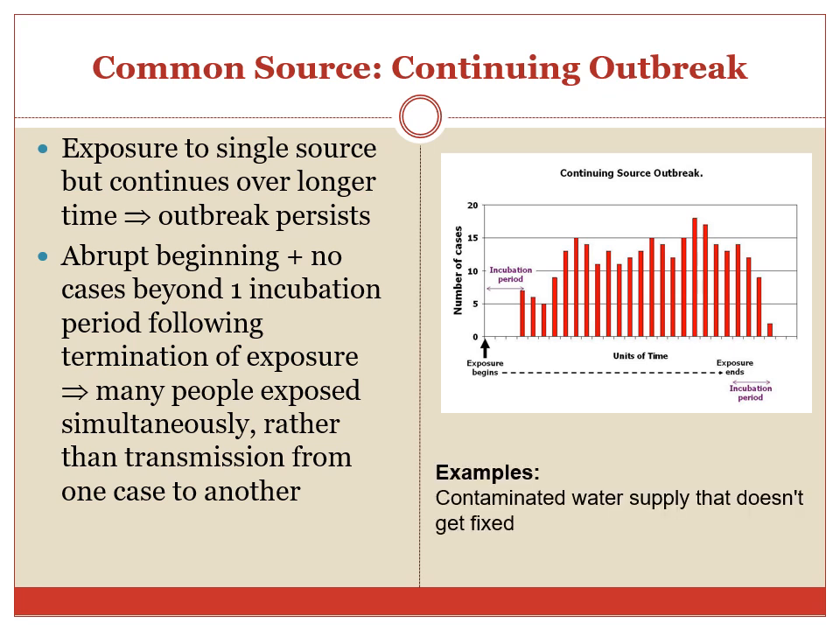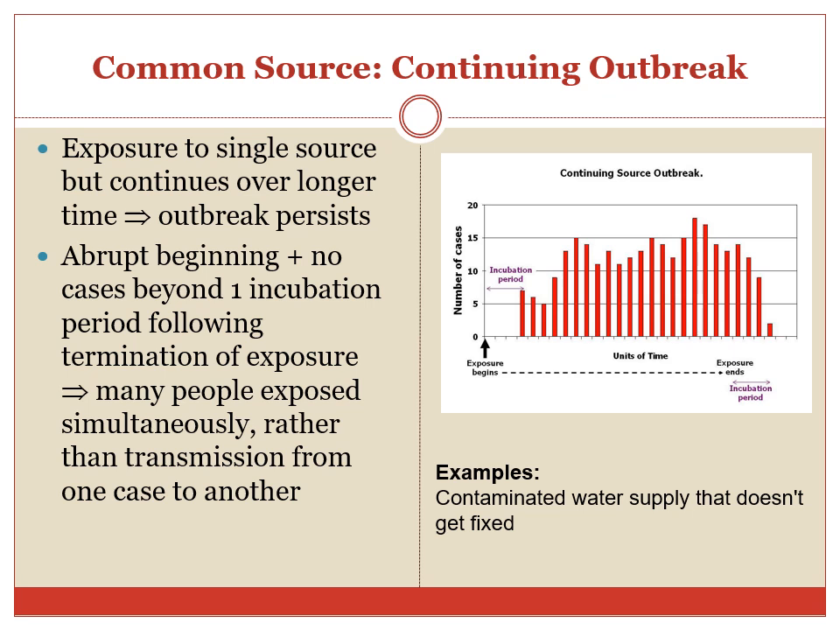Example for this is a contaminated water supply that doesn't get fixed. So you have a water pipe that gets contaminated by sewage water. And over a month period of time, people are getting sick because of that. There is no person-to-person transmission, but this is a continuing common source, continuing outbreak because the source of the outbreak is still there. Until it gets fixed, the outbreak will continue.